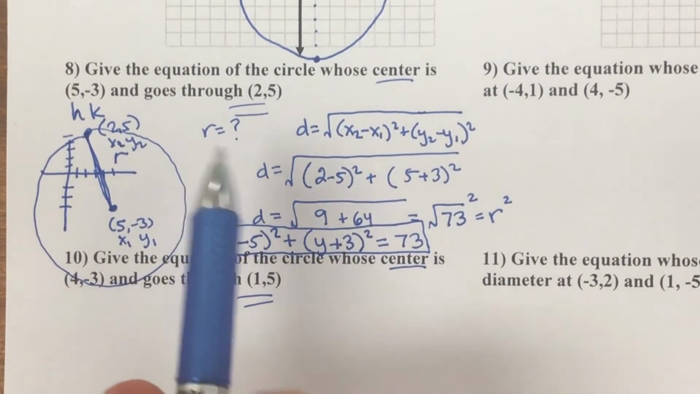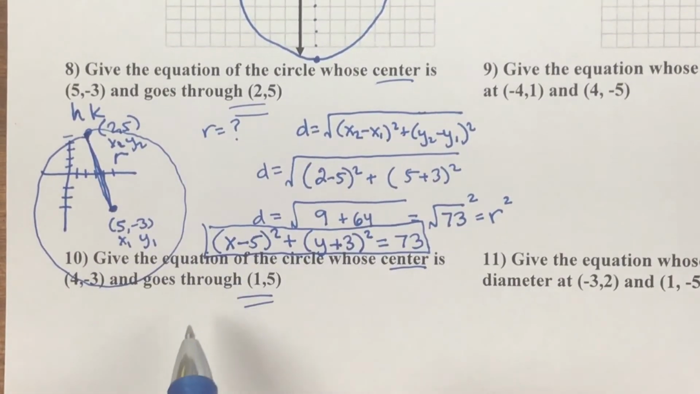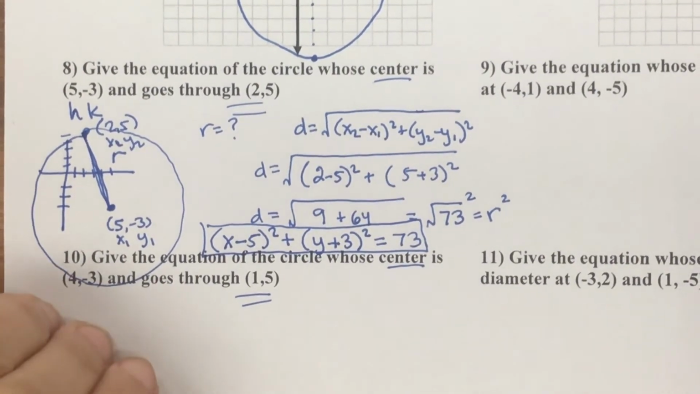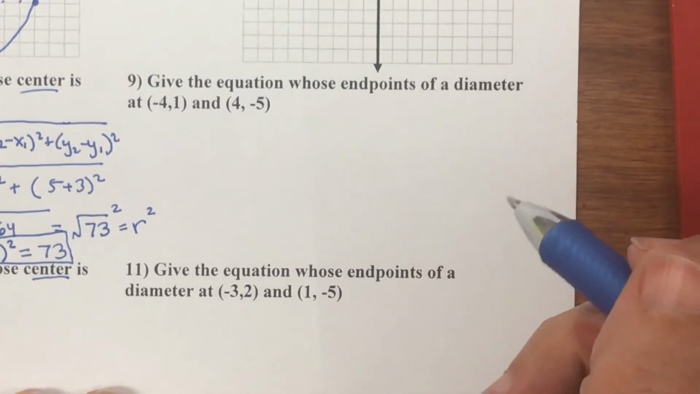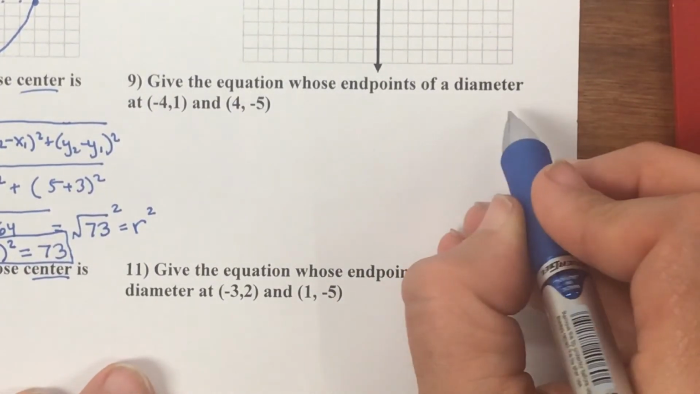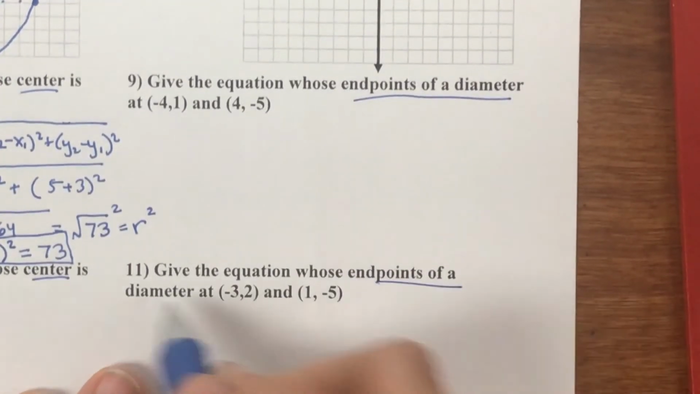So now you can take that exact same process and apply that to number 10. And we're going to end with numbers 9 and 11. 9 and 11 both give us the endpoints of a diameter.